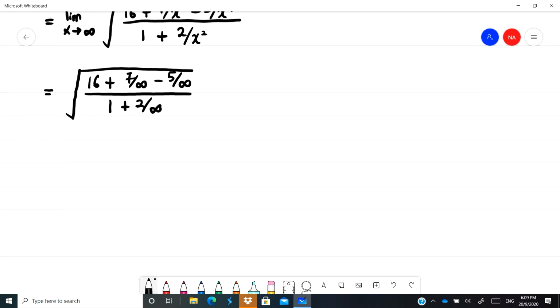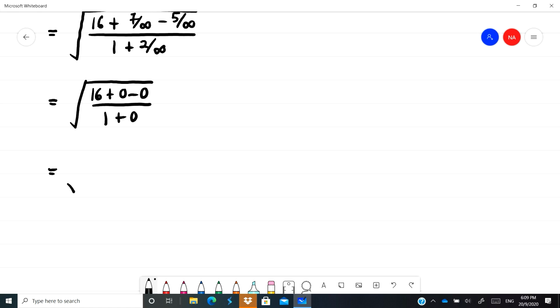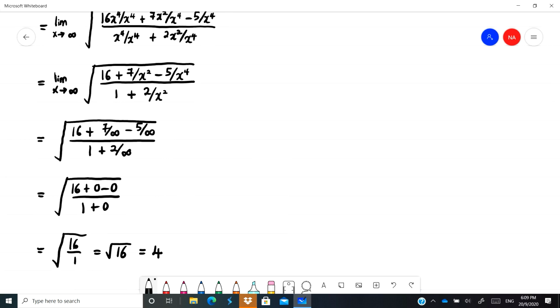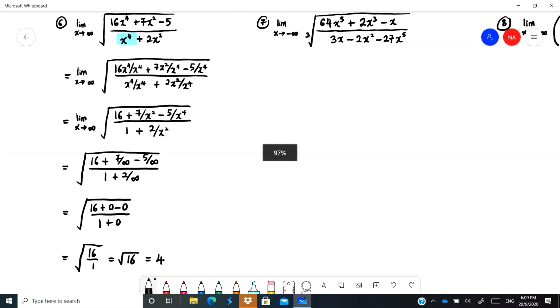So now you will have something like square root of 16 plus 0 minus 0 over 1 plus 0. This should be simplified as square root of 16 over 1, which is actually square root of 16. What is square root of 16? The final answer should be 4. So your final answer will be 4.